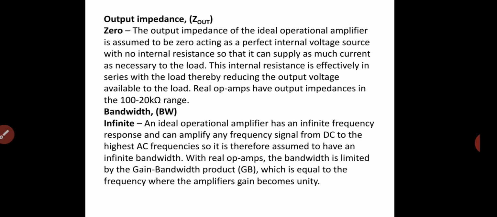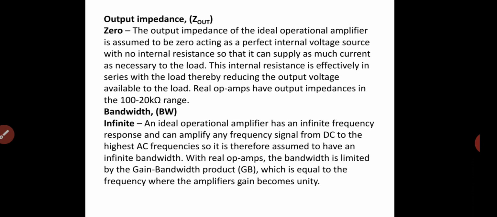The internal resistance is effectively in series with the load, thereby reducing the output voltage available to the load. Real op-amps have output impedance in the 100 to 20 kilo ohm range. And bandwidth of the operational amplifiers.